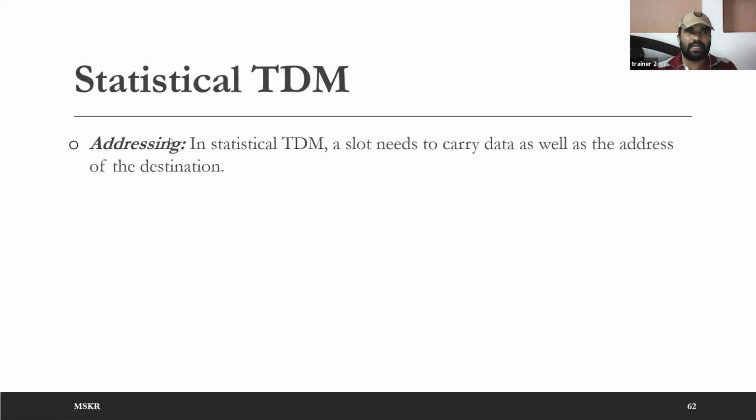So here, as I said, addressing is very important. In statistical TDM, a slot needs to carry data as well as the address of the destination. If there is no address, the receiver will not know to whom the data needs to be delivered. The receiver, what I meant is the demultiplexer. So the demultiplexer doesn't know which slot belongs to whom on the receiving side. So that is the problem.